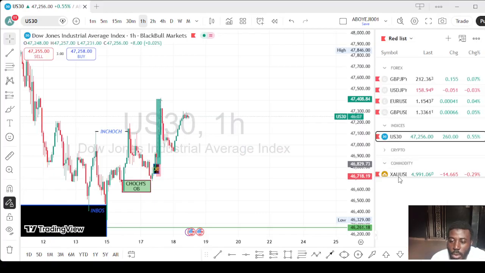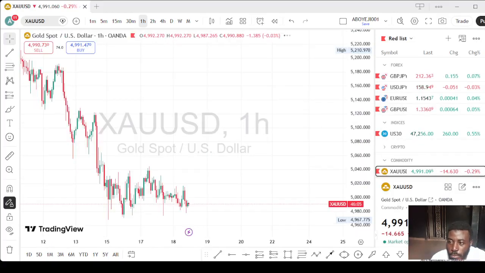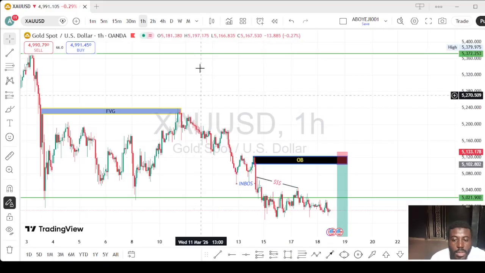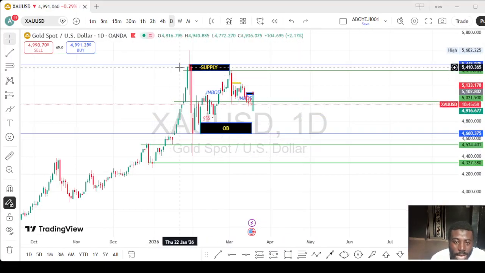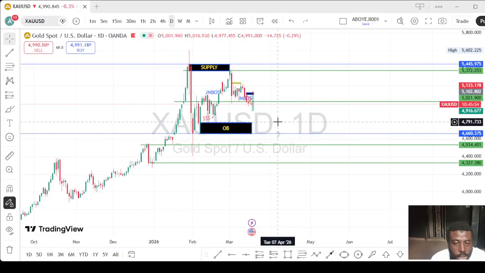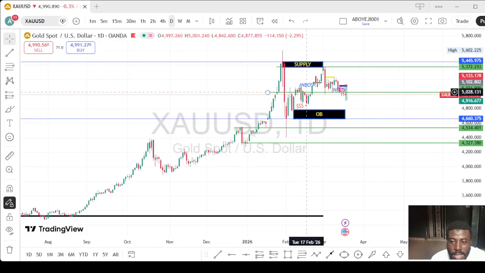We started from gold. Gold has not triggered our entry. This is the daily time frame. This is our swing high and this is our swing low. This is what we are having on the daily time frame. The market is in between the swing high and the swing low, and we are in an uptrend. We are expecting the market to break this higher high.